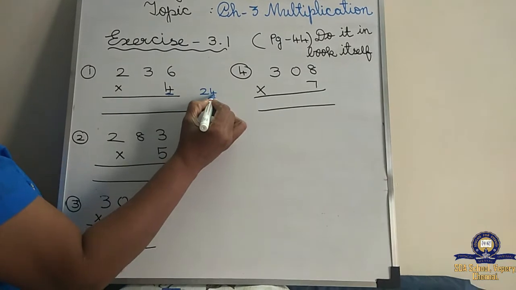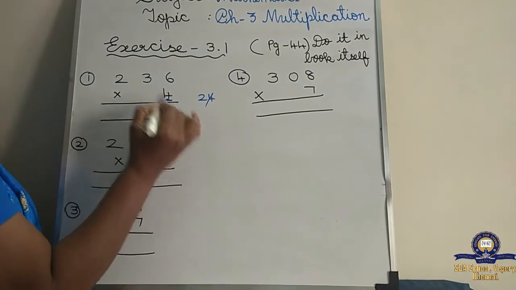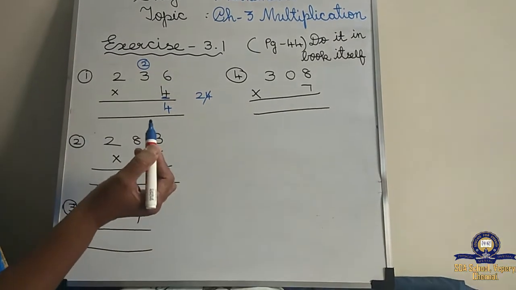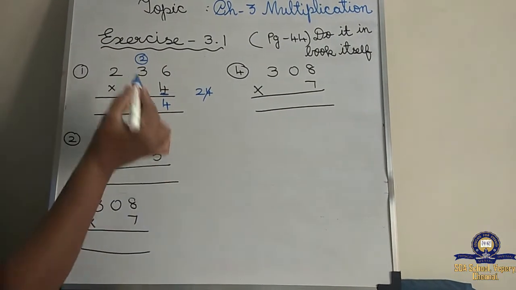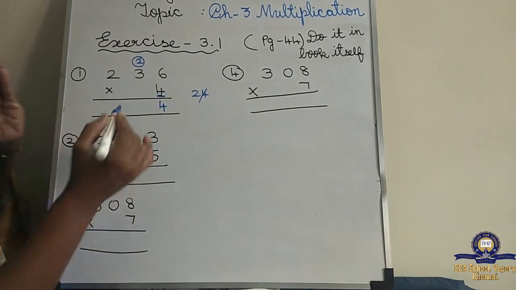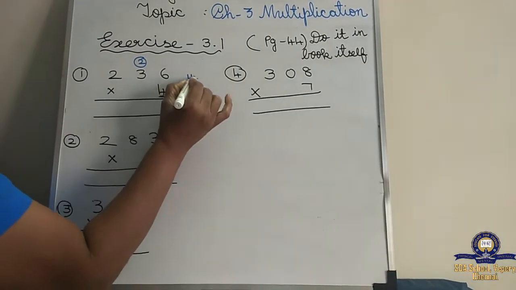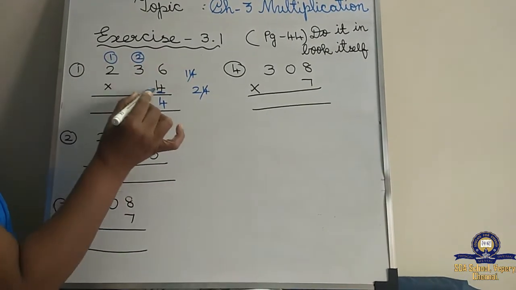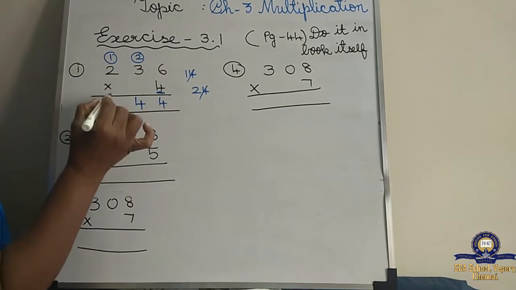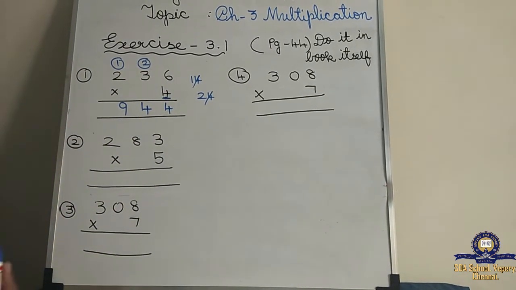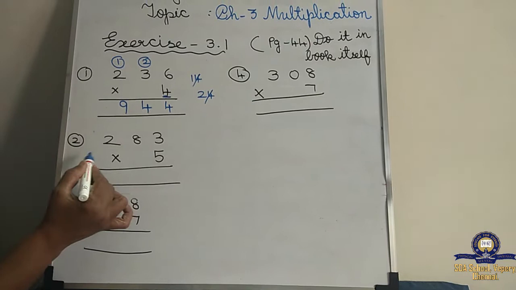So 4 6s are how much, children? 24. 4 3s are 12. 12 plus 2, how much, children? 14. So what you have to write here? 4 and 1 here. 4 2s are 8. 8 plus 1, 9. So what's the answer? 944.